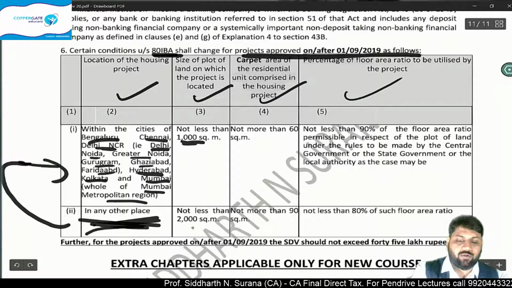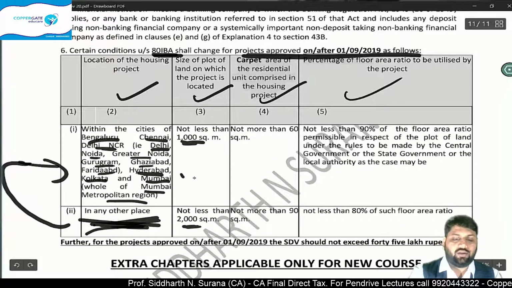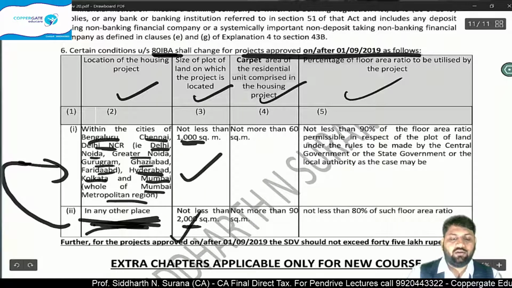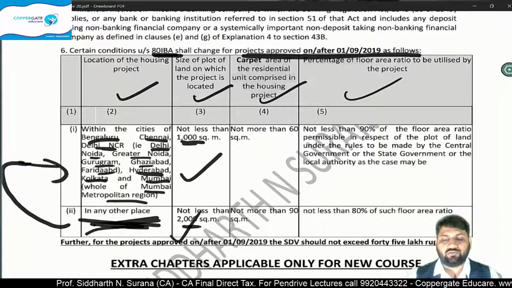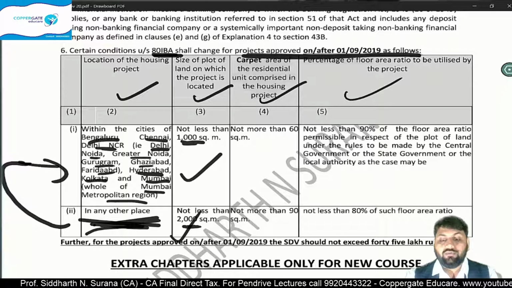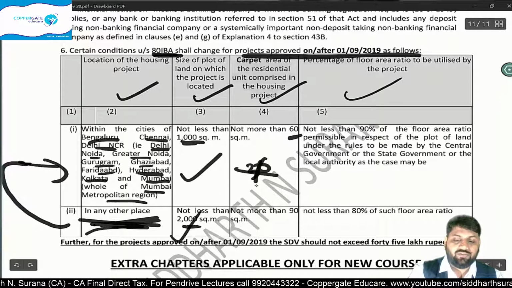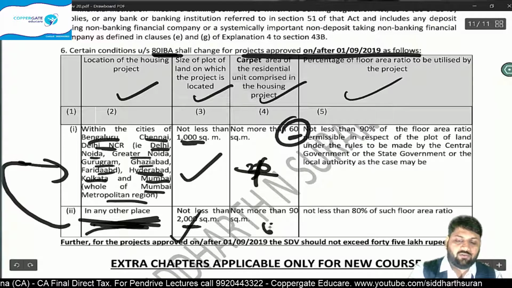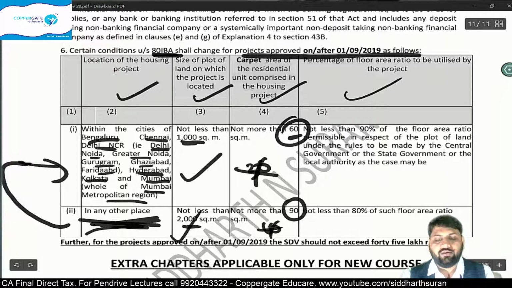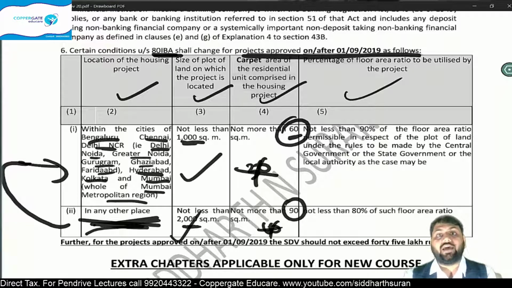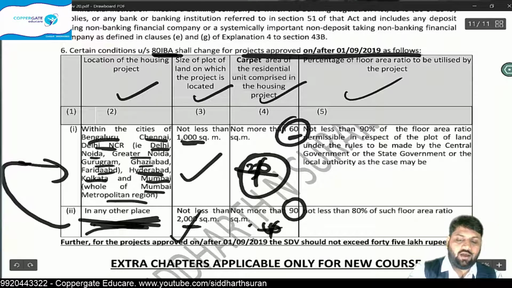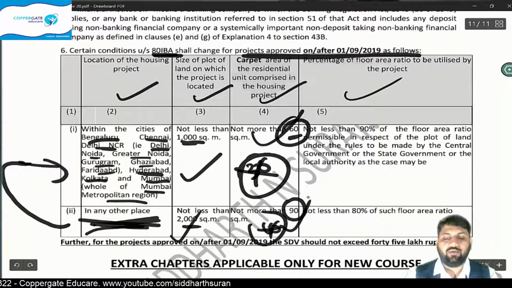As far as size of the plot is concerned, no amendment. So here minimum plot size 1000 square meter, here minimum plot size 2000 square meter. But there is change in carpet area. The existing maximum carpet area was 30, changed to 60, and here it was 60, changed to 90. In metro cities, the size of the house was not allowed more than 30 square meter, and non-metro not allowed more than 60 square meter. 30 and 60 are being respectively changed to 60 and 90.